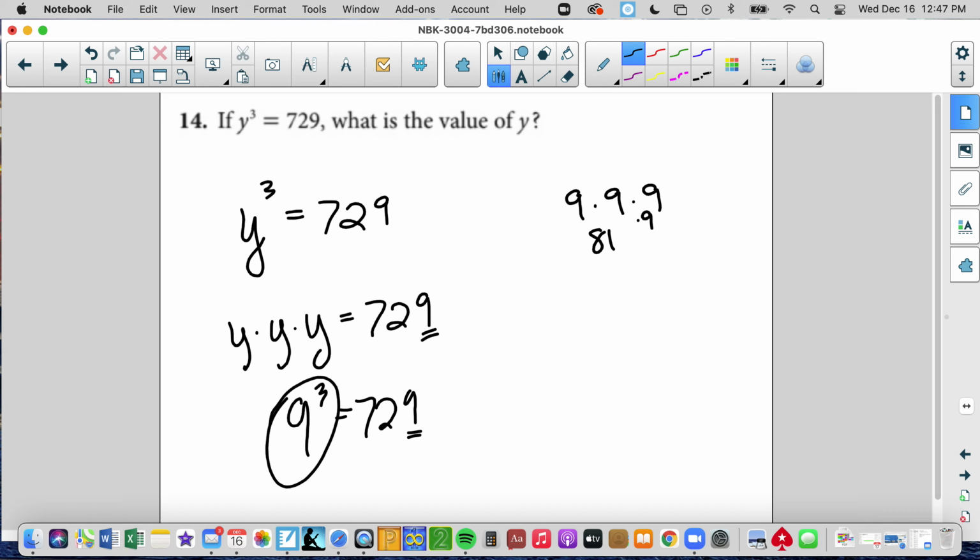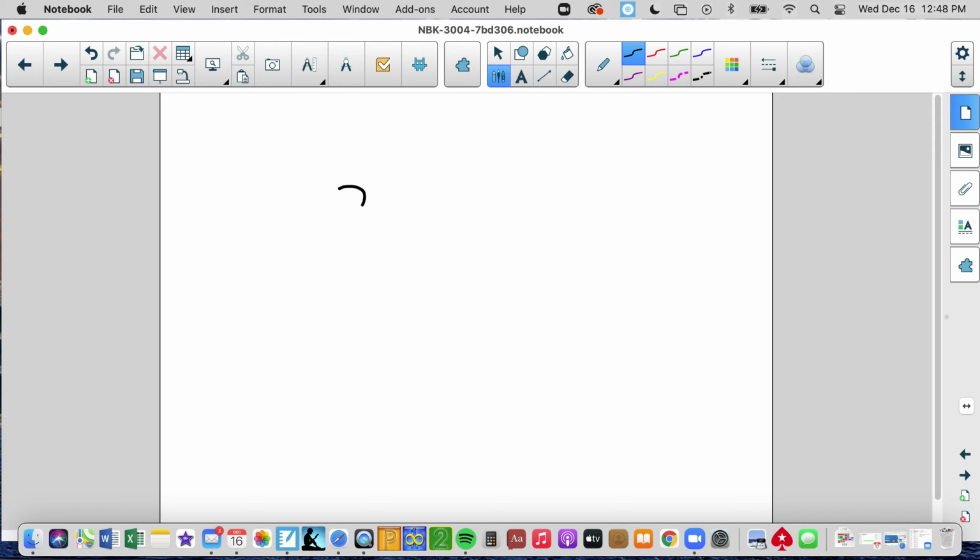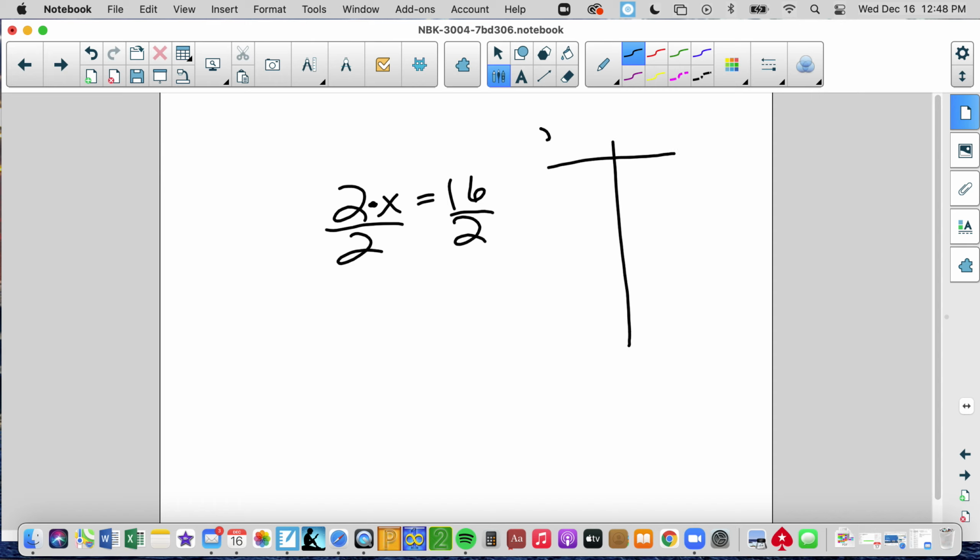The other way that you could have done it, and I don't know if this is how you were supposed to do it, but 729. If we look at something like this, when you have 2x equals 18, well, let's not do 18 because I don't want you to think that 9. How do we get rid of the 2? We use an inverse operation. So what's happening to the variable? It's being multiplied by 2. What's the inverse of multiplying? Dividing. The inverse, right?